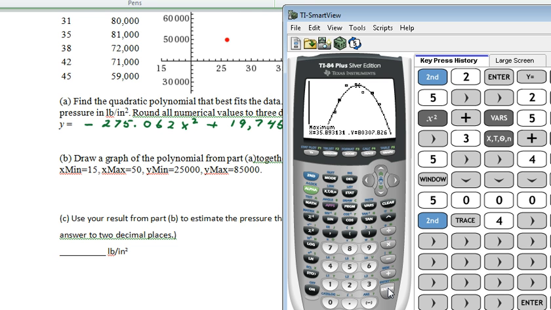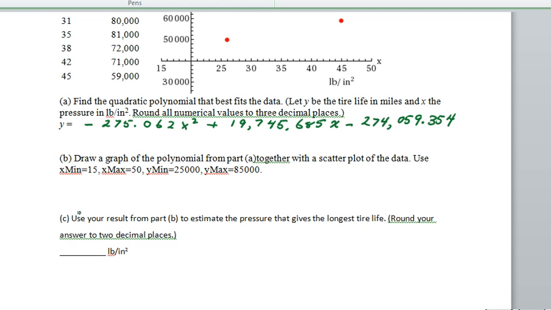And the maximum of 80,307 miles for tread wear occurs at 35.89 pounds per inch squared.